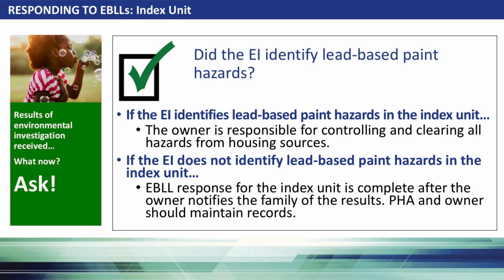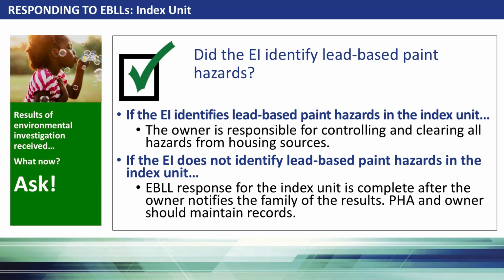Upon receiving the results of an environmental investigation, a key question is whether the EI identified lead-based paint hazards in the index unit. If the environmental investigation did, in fact, identify lead-based paint hazards in the unit, then the owner is responsible for controlling and clearing all identified hazards in the unit and the common areas servicing it. If the investigation did not identify lead-based paint hazards in the unit, then the owner and PHA have completed the EBLL response once they notify the family of the results. Both the owner and the PHA should make sure to maintain records of the EI, its results, and the notices of the evaluation.